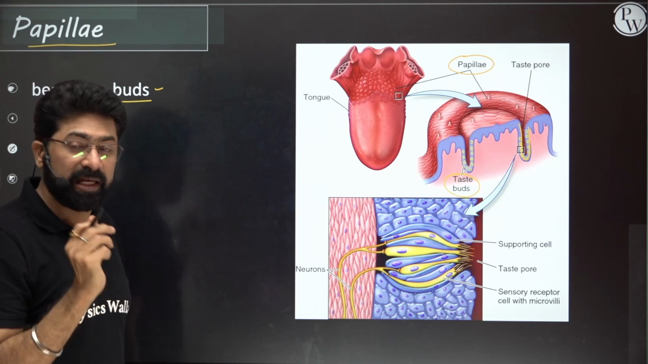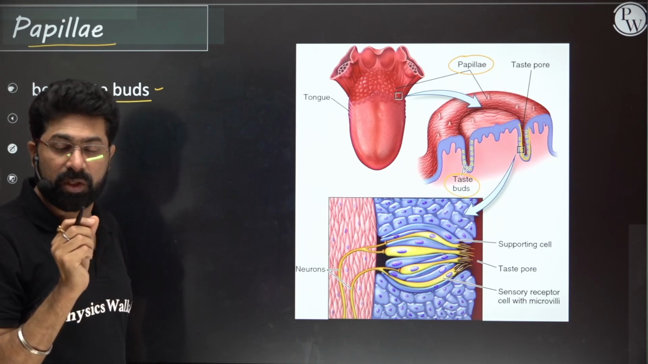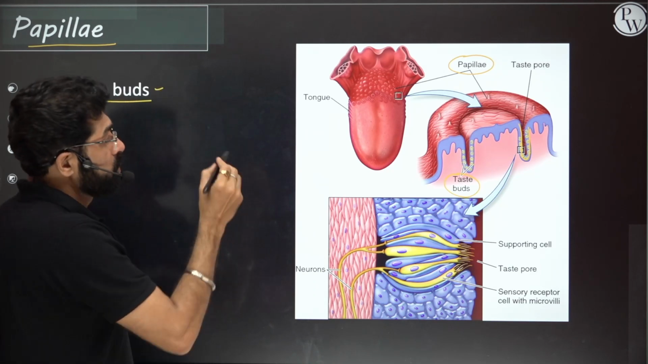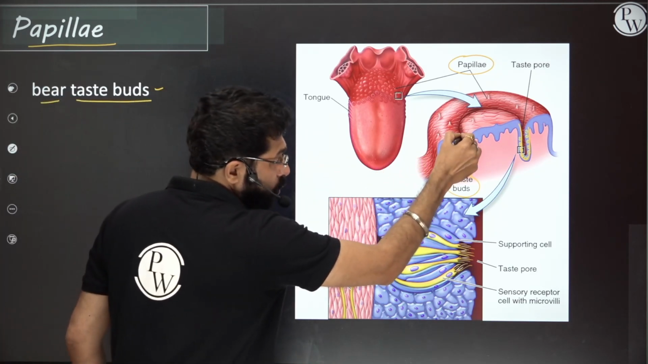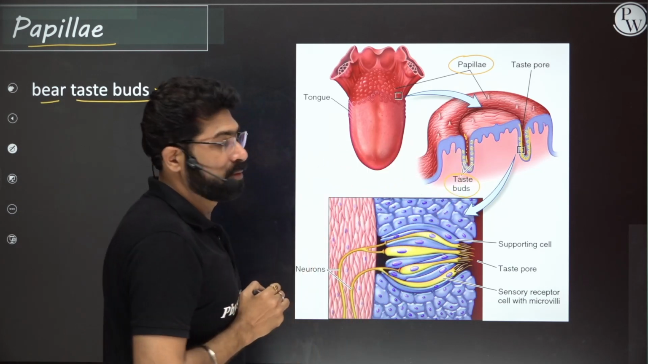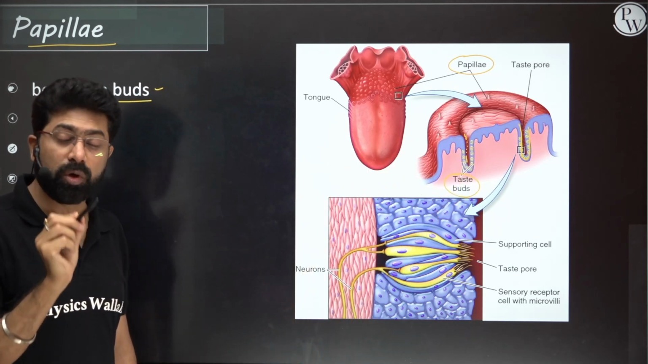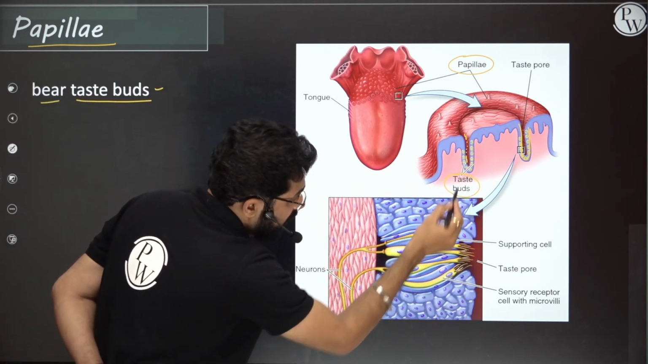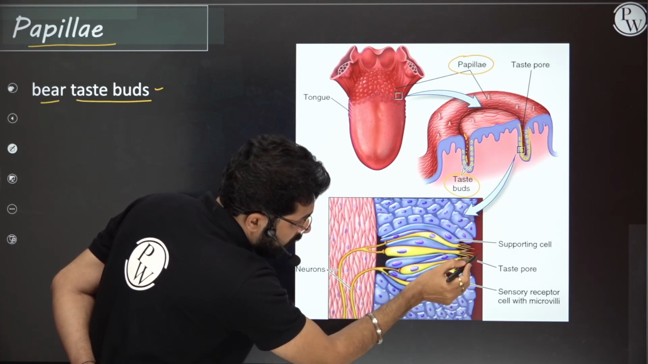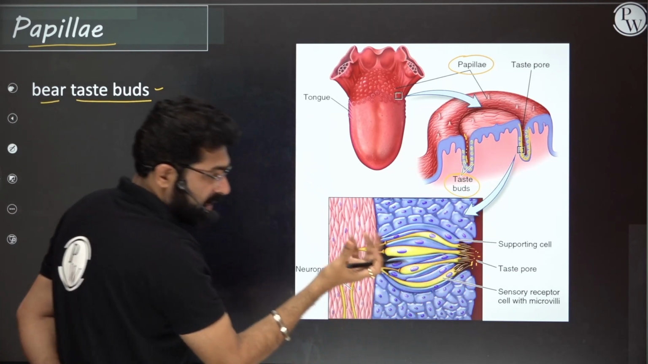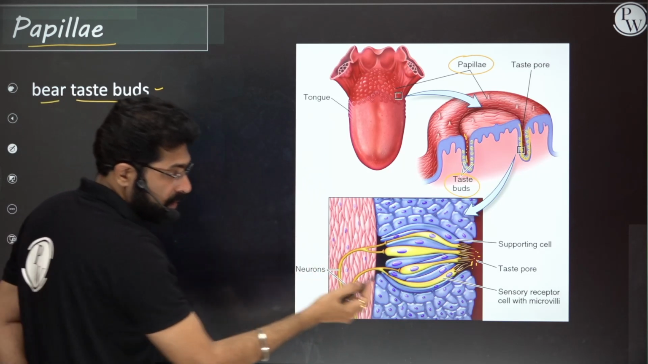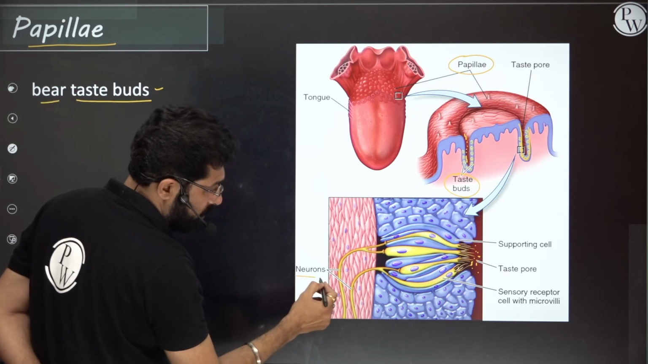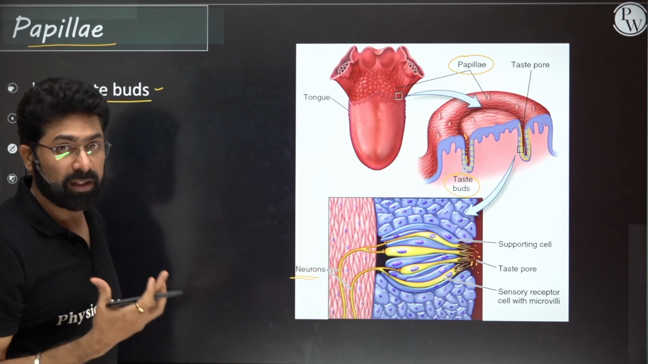So that means anything which you taste should be in the liquid form or should be in the soluble form. It has to go inside here. Then only you'll be able to taste it. When the liquid goes inside, there are some microvilli here. Those microvilli are going to take the sense of the liquid or the dissolved substance, and then send the signals to the brain. So those signals will be received by the brain.